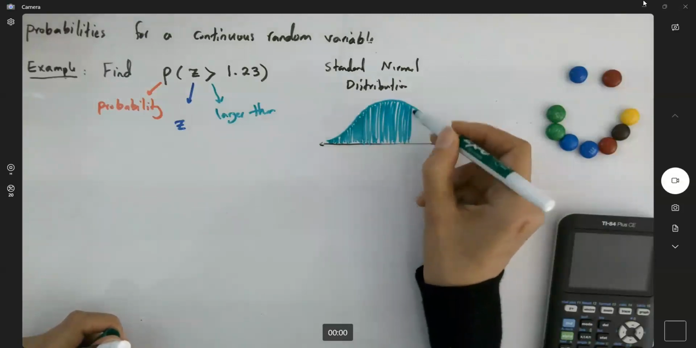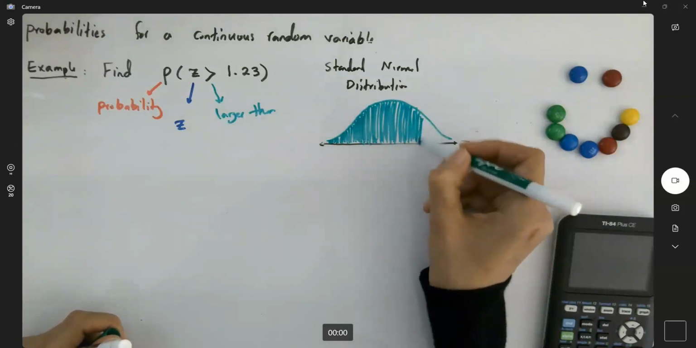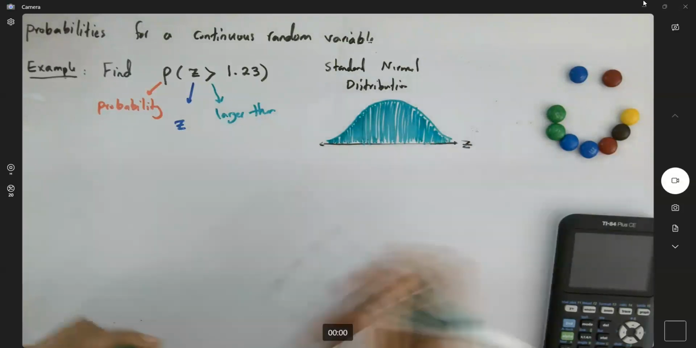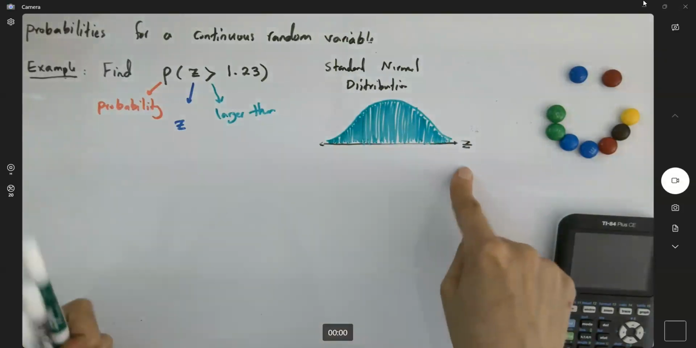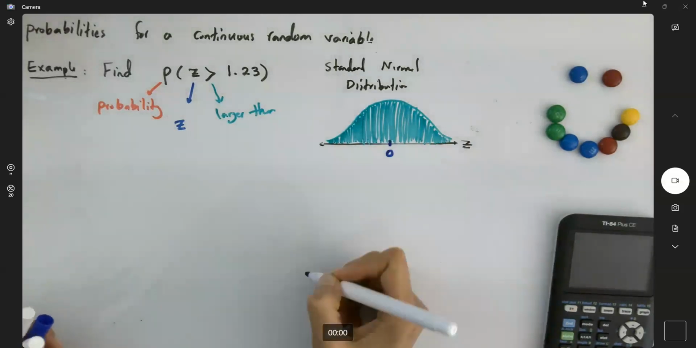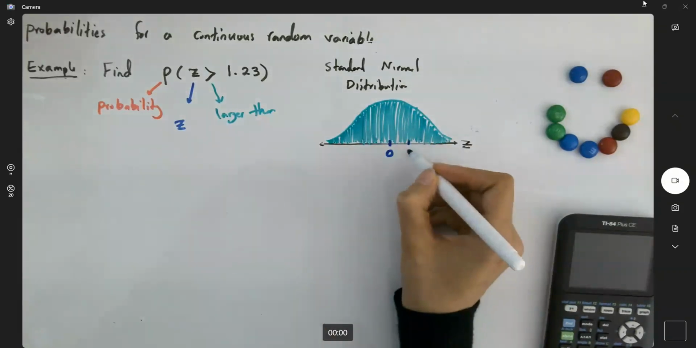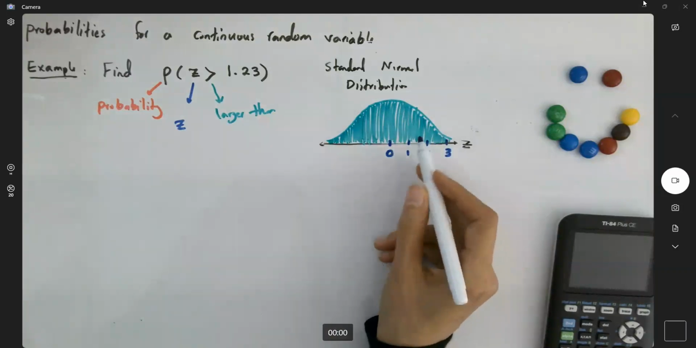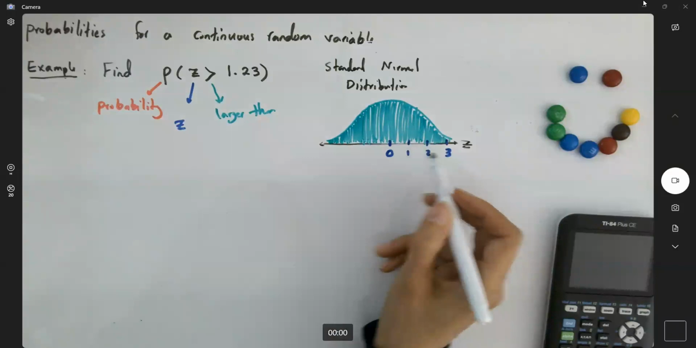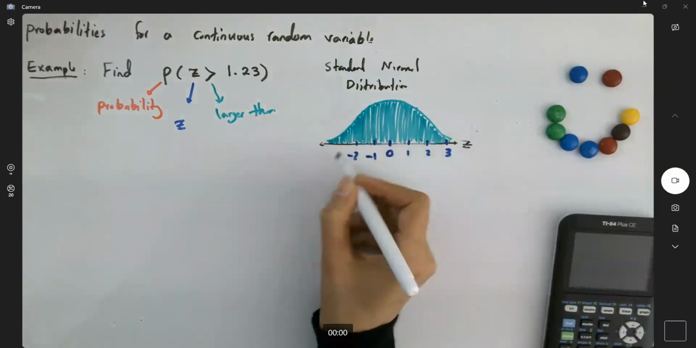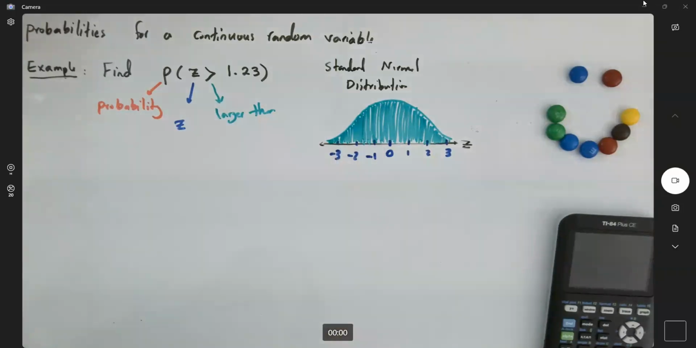We had our x values, and we converted them into z values. Okay, so remember that when you have z, the mean is always 0. Balancing point is 0. 1 unit, 2 units, 3 units. 1 standard deviation, 2 standard deviations, and 3 standard deviations to the right. 1 standard deviation to the left, 2 standard deviations to the left, 3 standard deviations to the left.